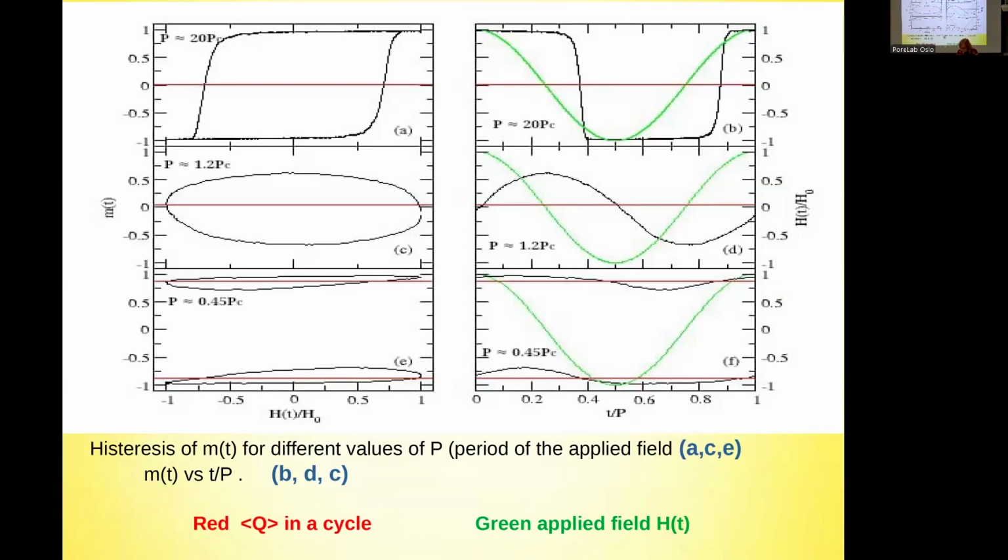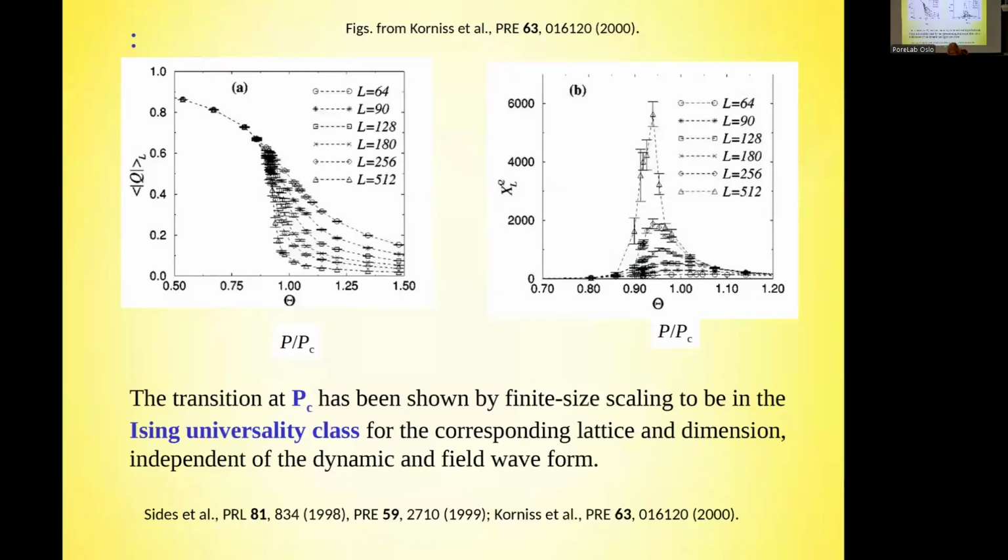So the order parameter when you have a kinetic transition is not the magnetization, it's the average magnetization per cycle of the period, Q. And this is the behavior of Q: below a certain critical value of the period, the system is ordered. After that, the system is disordered.